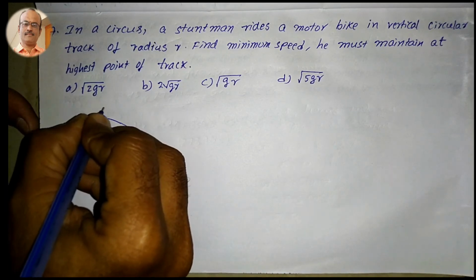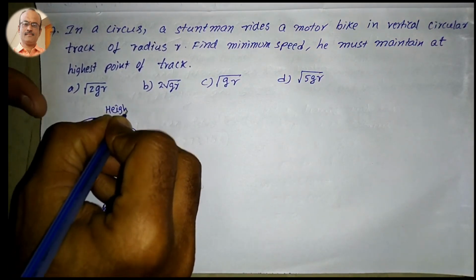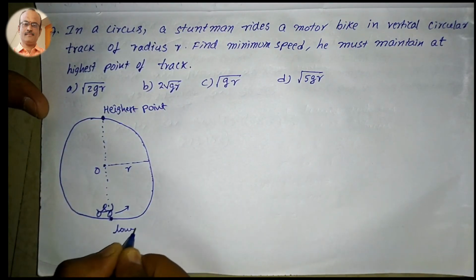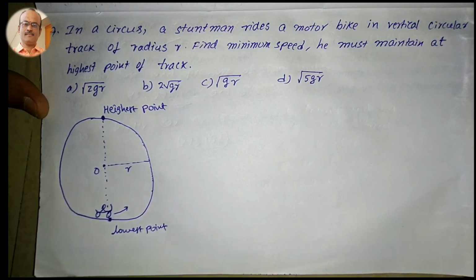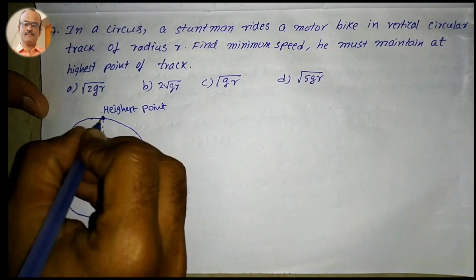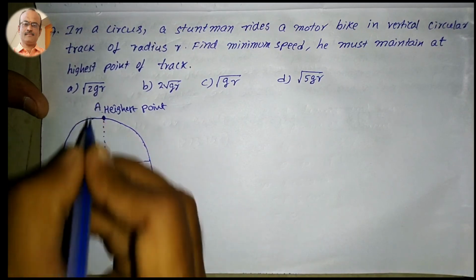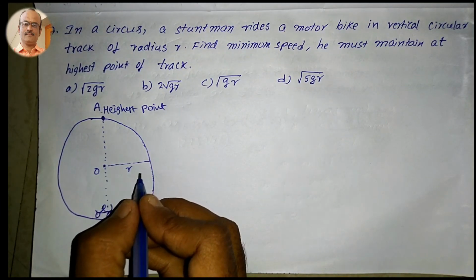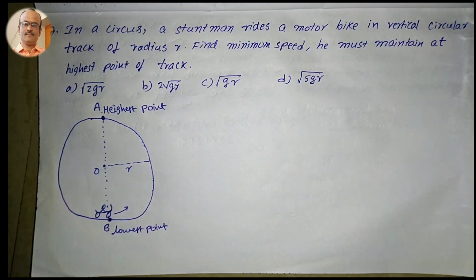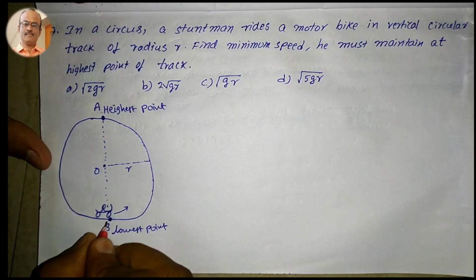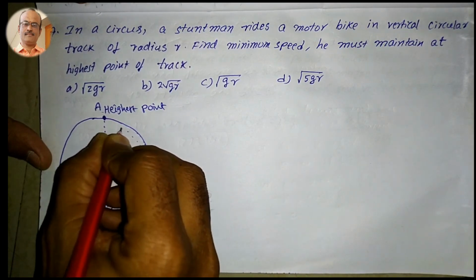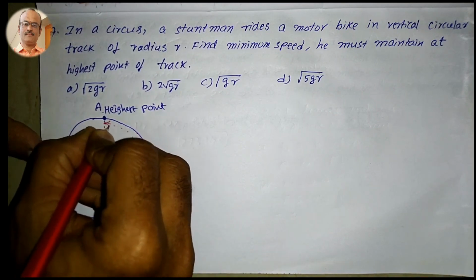So this is the highest point and this is the lowest point. Highest point I will take as A, lowest point I will take as B, and radius as R. Now what happens in this case? First of all, remember, the stuntman starts at this point, moves in this track, and reaches this particular point.